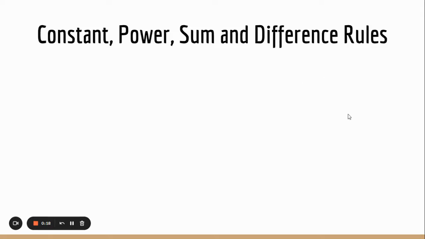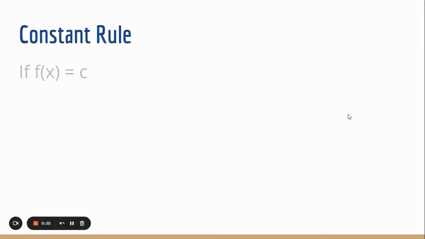So let's get right to it with the constant rule, and it says the following. If we have some function f of x that equals c, and that's a constant c. Now that could be the number 8, -12, 0. If you just have a function that is just a constant, well, then the derivative of that constant function is just 0.